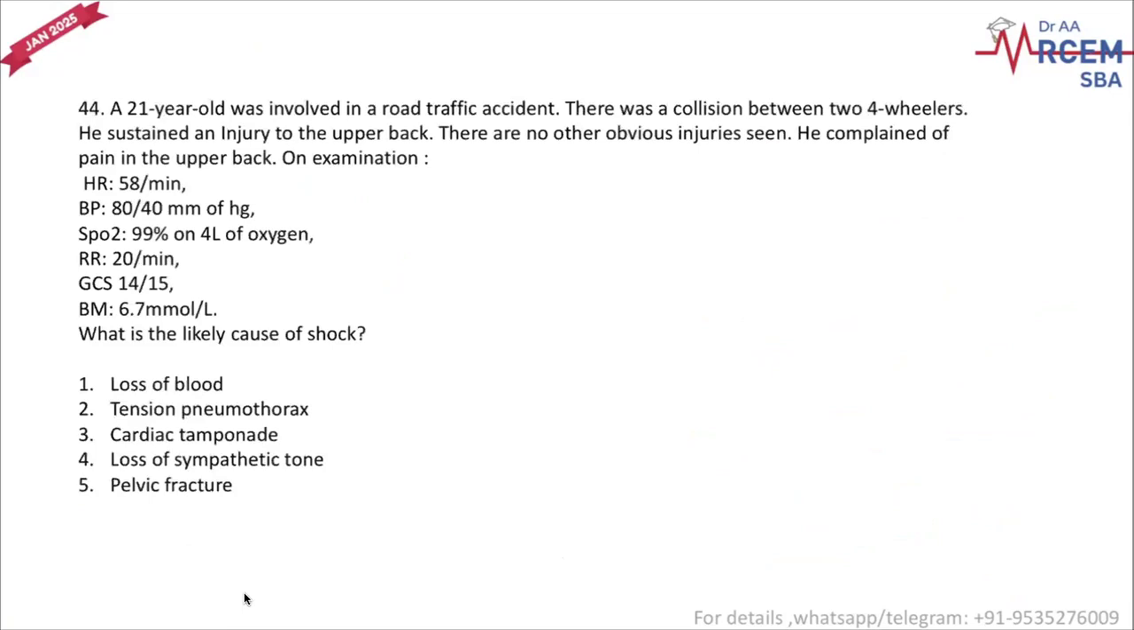A 21-year-old was involved in a road traffic accident. There was a collision between two four-wheelers. He sustained an injury to the upper back. No other obvious injury is seen. He complains of pain in the upper back, with bradycardia, low heart rate, and hypotension. He requires some amount of oxygen. The rest of the parameters seem to be fine. Slightly low GCS is present for this patient.